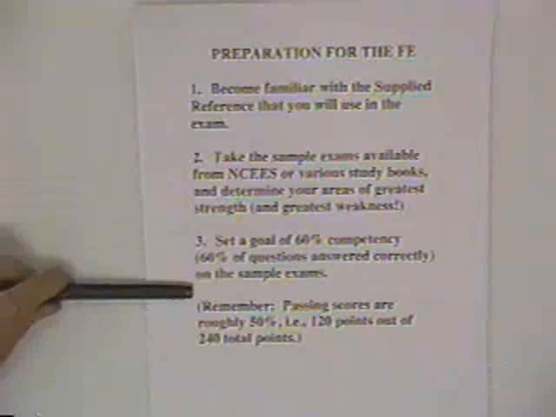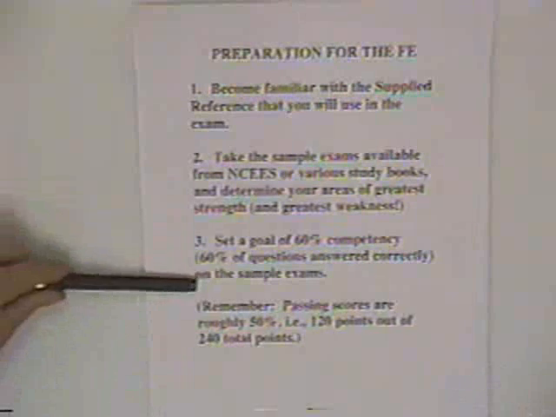Now, if you find that there are some areas on the exam that you just don't have any background in, you're probably not going to hit 60% competency in those, and to make up for that, you've got to have 80, 90, or 100% competency in some of the other areas. So I'm just recommending that as a goal. Answering 60% of questions correctly will be a good goal.